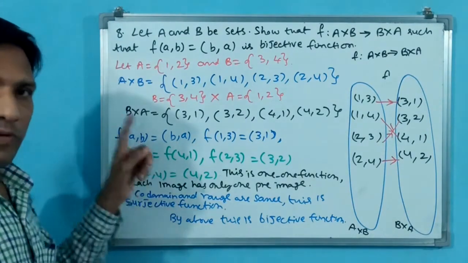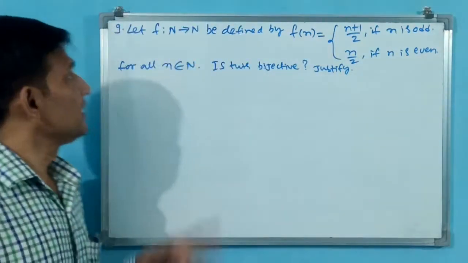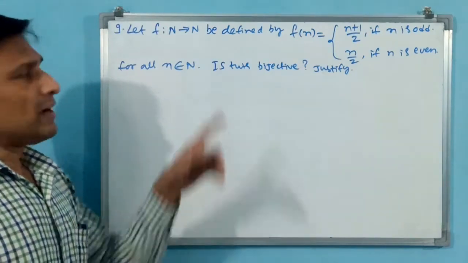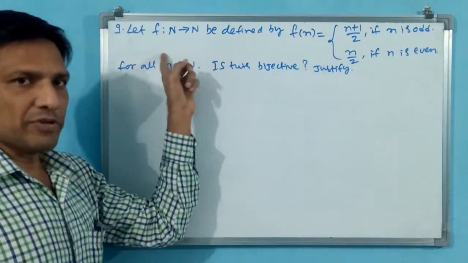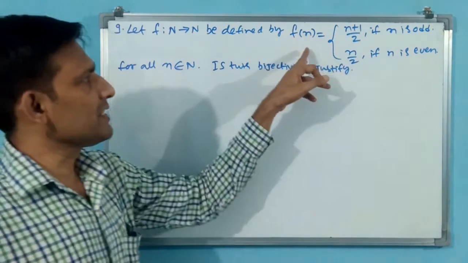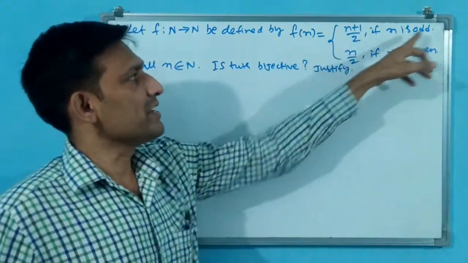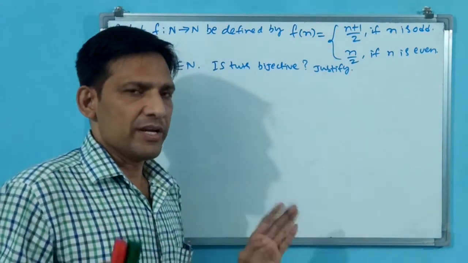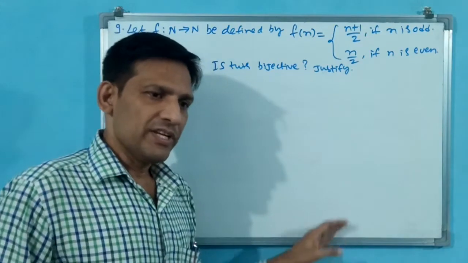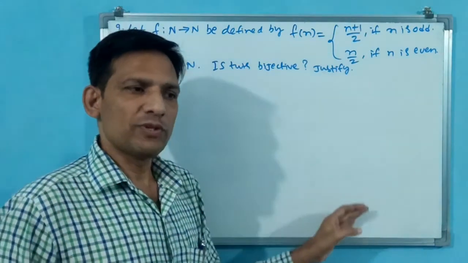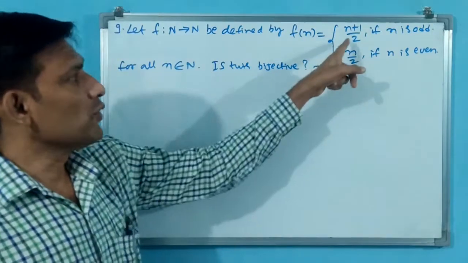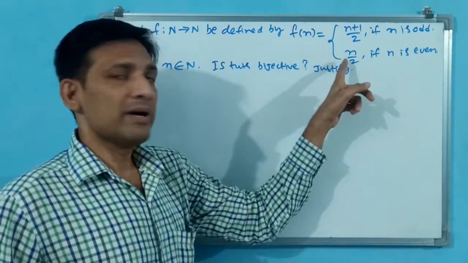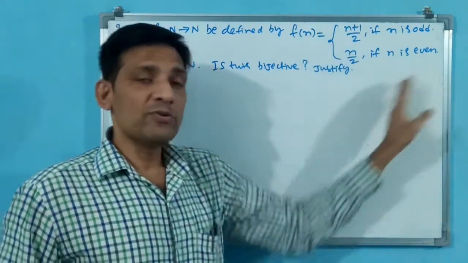Now let us go for the 9th problem. Now you see the 9th question. What they have given? Function between natural numbers, N to N, and the function is n plus 1 by 2 if n is odd. In natural numbers, odd numbers are there, even numbers are there. In natural numbers 0 will not be there. 1, 3, 5, 7 are odd numbers, 2, 4, 6, 8 are even numbers. If you give an odd number, it gives n plus 1 by 2. If you give an even number, the result is that even number divided by 2.